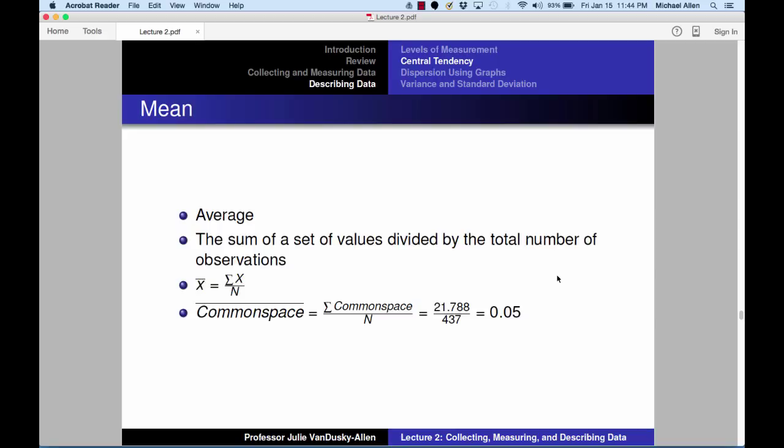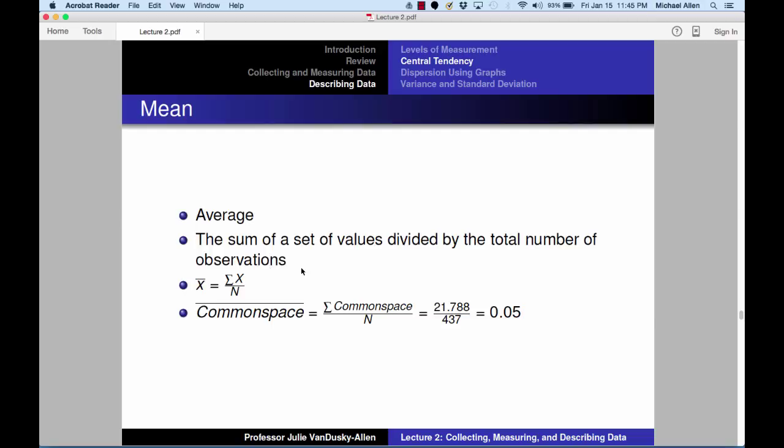Last, the mean of a variable is simply the arithmetic average, or in more specific terms, it is the sum of a set of values divided by the number of observations. When we denote a mean of a variable in statistics, we use the symbol x bar. Uppercase sigma indicates sum, and n always means the number of observations.